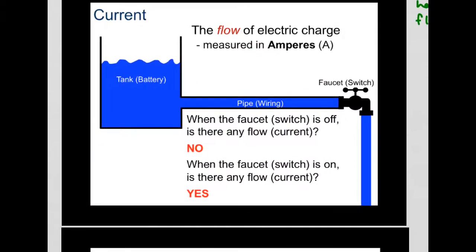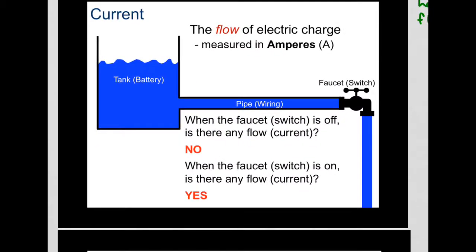Let's just go over this slide real quick. Okay, so current is the flow of electrical charge measured in amps. We already talked about that. When the faucet is switched off, is there any flow? No. So if I switch this off, then there is no current. It's not connected to anything. So there's no more current.